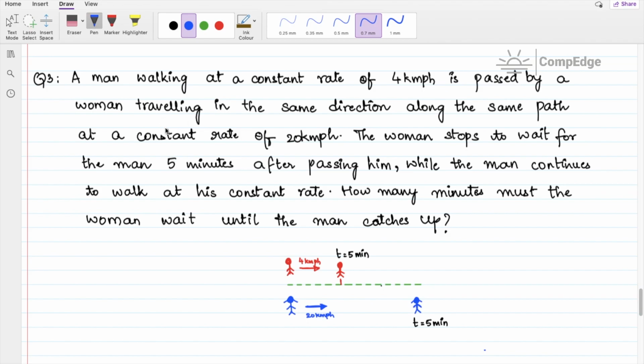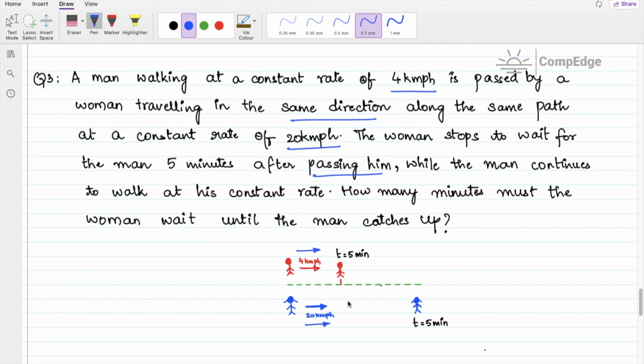Now coming to the third problem. In the third problem, let us read the question again. A man walking at a constant rate of 4 km per hour is passed by a woman traveling in the same direction. So both are traveling in the same direction along the same path at a constant rate of 20 km per hour. So the man is moving at 4 km per hour. The woman is moving at 20 km per hour. The woman stops to wait for the man 5 minutes after passing him.